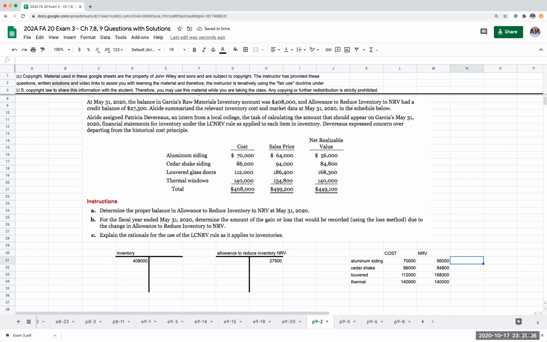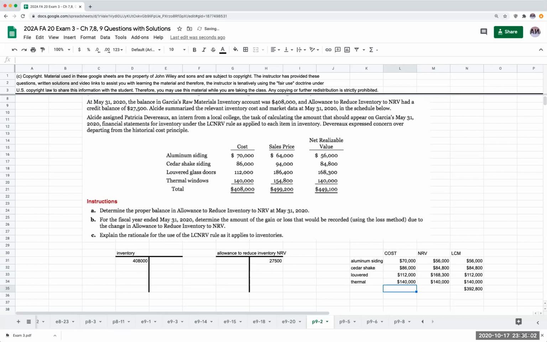So I have to report this here at 56 because it's the lower of cost or NRV. Here, this is going to be net realizable value. Here, this is going to be at cost. And then here, it doesn't matter, so it's already being reported at that amount.